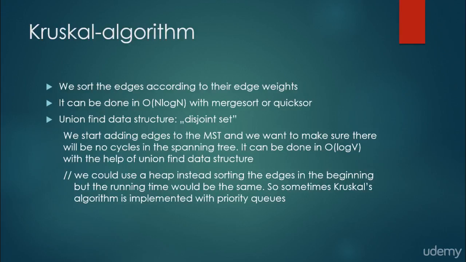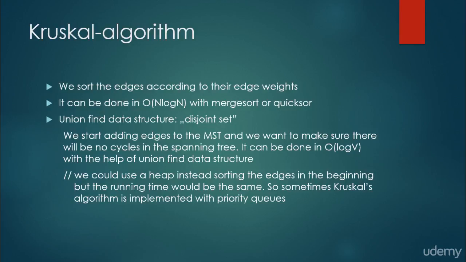And it's very important to use the union-find data structure, or the disjoint set, because after sorting the edges, we just iterate through these edges and we start adding edges to the minimum spanning tree, and we want to make sure there will be no cycles in the spanning tree. It can be done in logarithmic time complexity with the help of the union-find data structure. We are going to implement it and it will be clear.